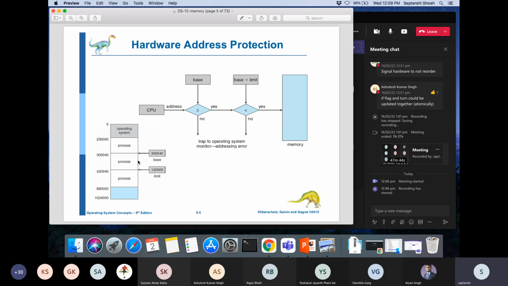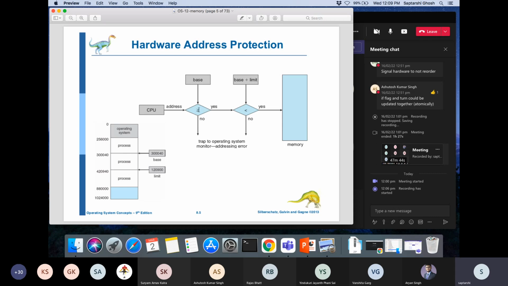Let's say there are different processes sharing the memory, and each process has a base and a limit register. Now let's say a particular process is executing on the CPU, and the CPU generates an address while executing that process. First it is checked whether the address generated by the CPU is greater than the base register value. If not, then this is an illegal memory access, so there is a trap to the operating system. That means an addressing error.